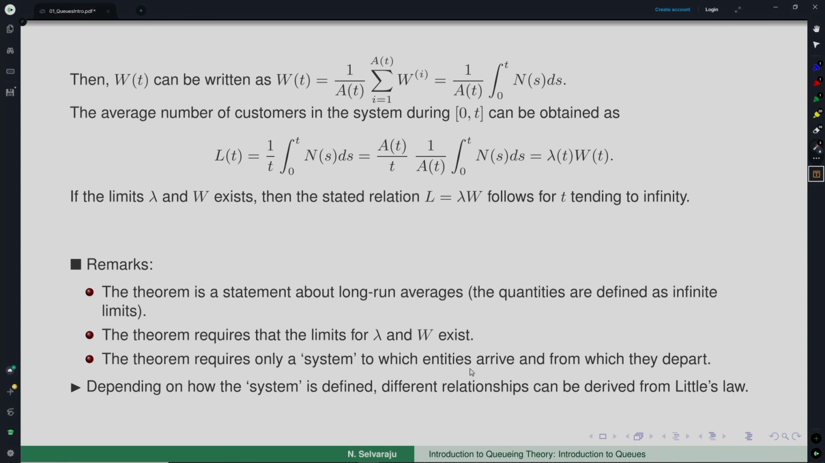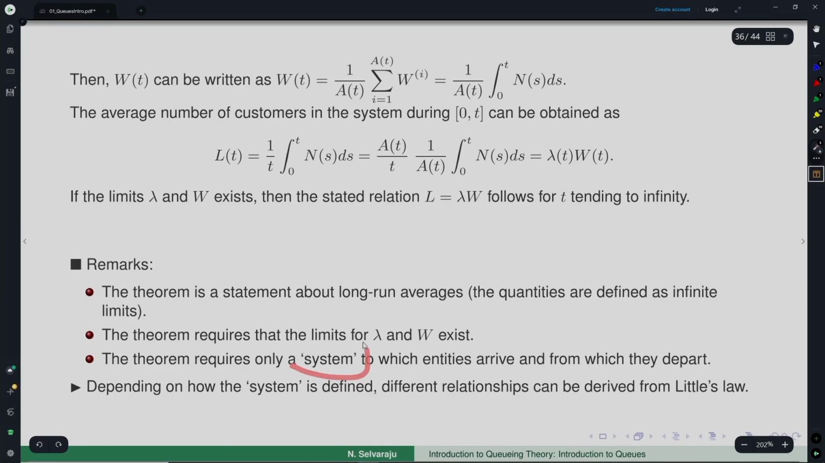Now, it does not worry about what is happening to the system or the customer in the system, the so-called, quote unquote, system. In terms of how you are defining the system, different relationships can be derived from Little's law, that we will come to in a moment.